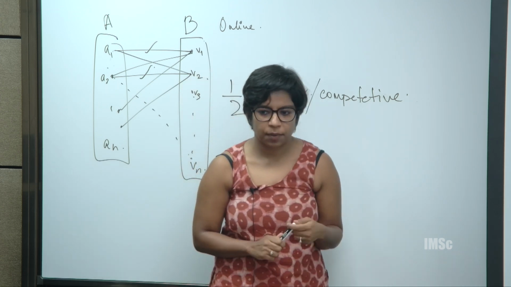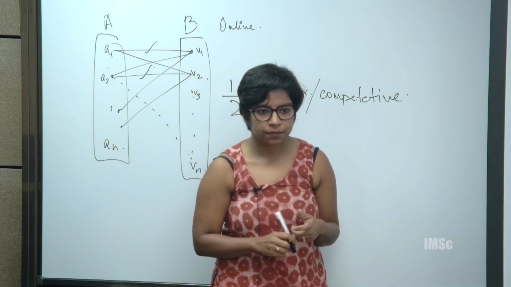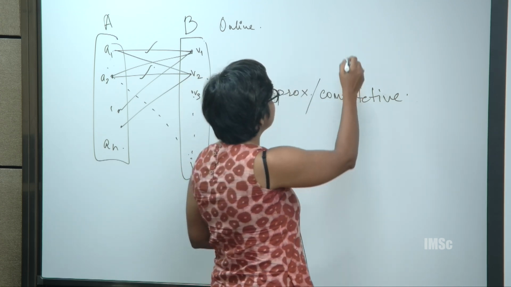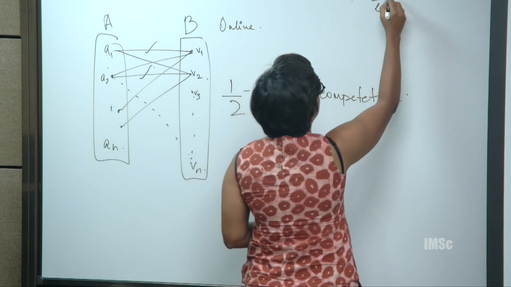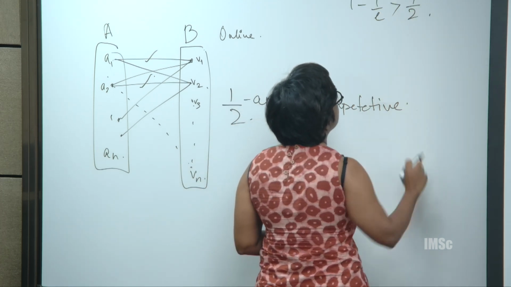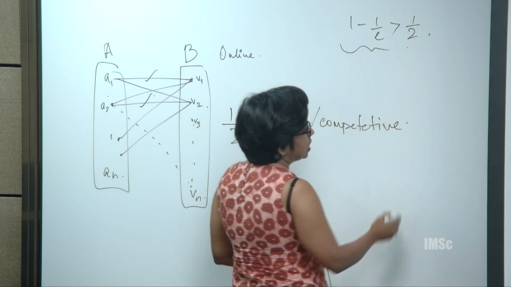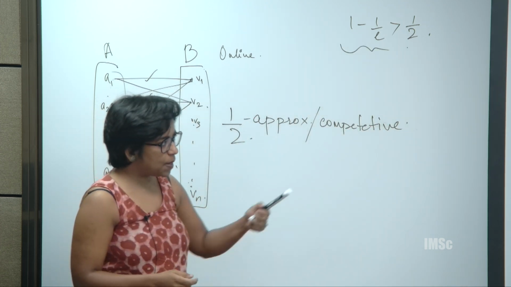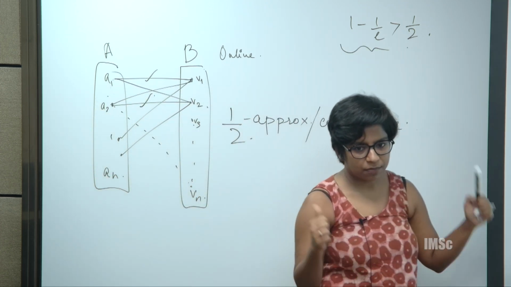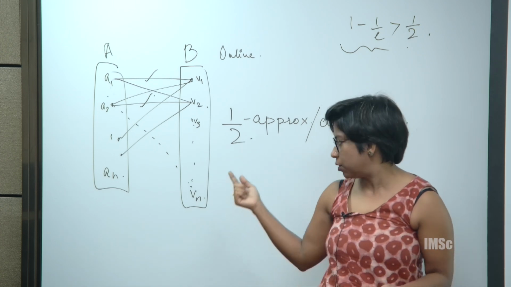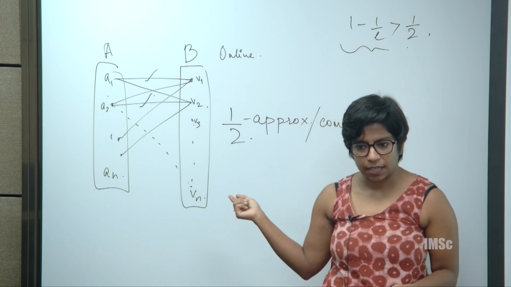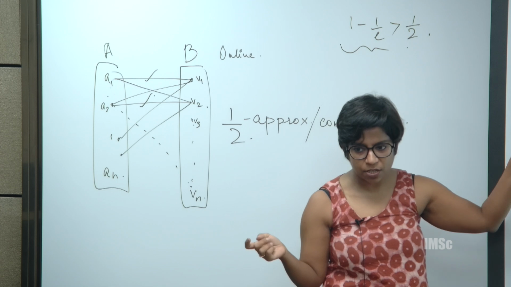What is 1 minus 1 by E? It is greater than half. Okay. So, this basically gives a better algorithm than what a normal greedy would on this very restricted case. That is what this result showed.